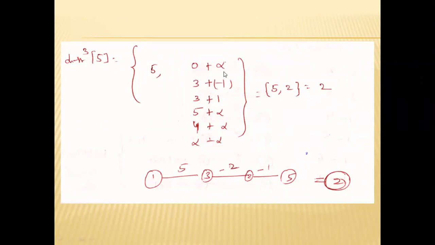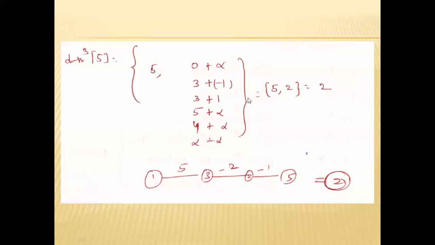So 0 plus infinity. Next one, 3 plus minus 1 is 2. Next, 3 plus 1 is 4. 5 plus infinity, 4 plus infinity, infinity plus infinity. So the minimum value is 2. That means there is a path available. The shortest path is available from 1 to 5 by using three edges.